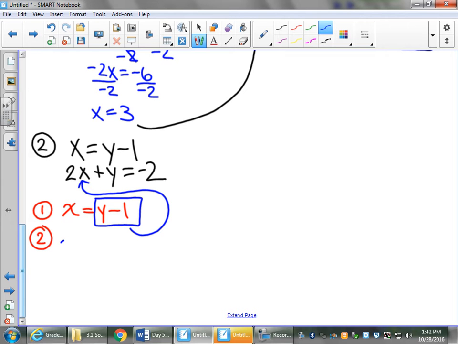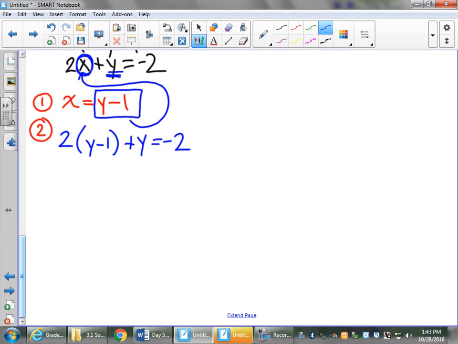So for step 2, I'm going to have 2 times, then we're replacing this x right here with y minus 1. I'm putting it in parentheses because the x had a coefficient. And then I still have my plus y, and it's still equal to negative 2. Combine like terms, and this time we're solving for y. Once you do step 2 and you sub the equation in, you should only have one variable. If you still have x's and y's, you did something wrong.